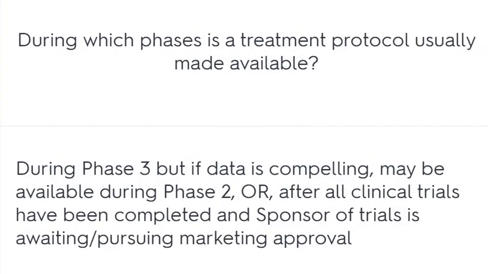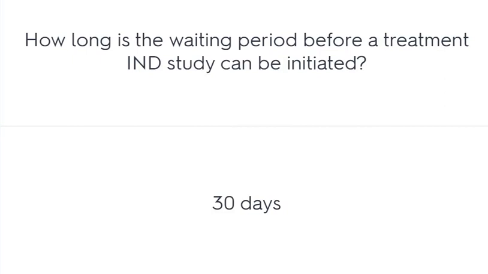During which phases is a treatment protocol usually made available? During Phase 3, but if data is compelling, it may be available during Phase 2 or after all clinical trials have been completed and the sponsor of the trials is awaiting or pursuing marketing approval. How long is the waiting period before a treatment IND study can be initiated? 30 days.